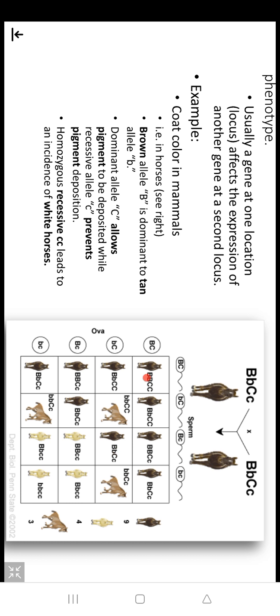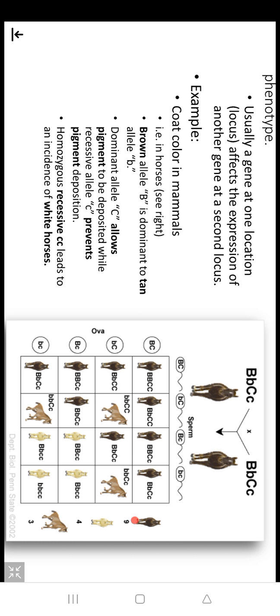When you have a capital C and a big B, it means the horse will be brown because B is for brown. But when you have a small b and a capital C, it means the horse will be tan, like here. Capital C allows pigment to be deposited. But which pigment? The pigment is specified by the other allele, that is the small b. So small b allows for the horse to be tan in color. So you can see essentially the phenotypic ratio, assuming this is the F2 generation.